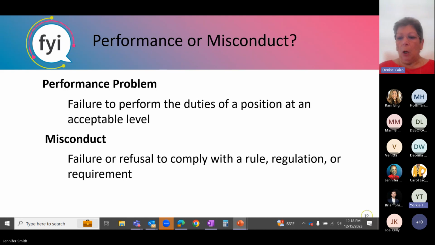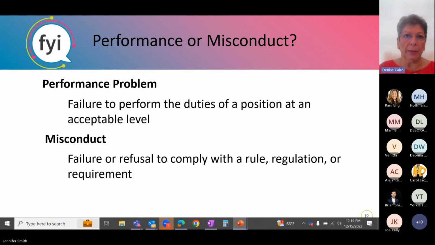Okay. One of the things that we need to do is to distinguish when we have a performance problem and when we have a misconduct problem, because the process for dealing with misconduct is very different from the process of dealing with a performance issue. Performance problems are when an employee fails to perform the duties of their position at an acceptable level. In other words, they are not meeting their performance standards.